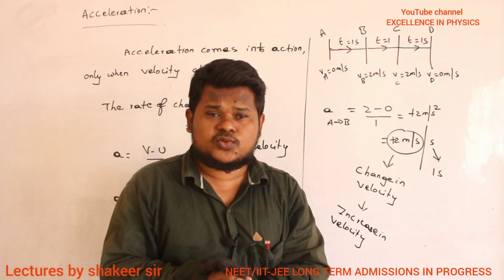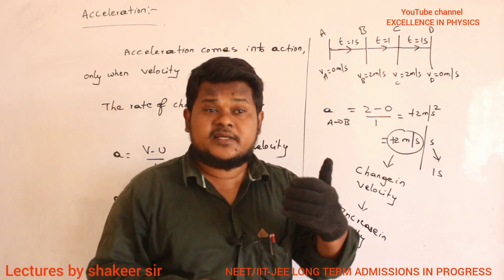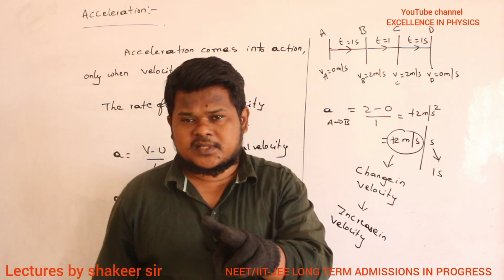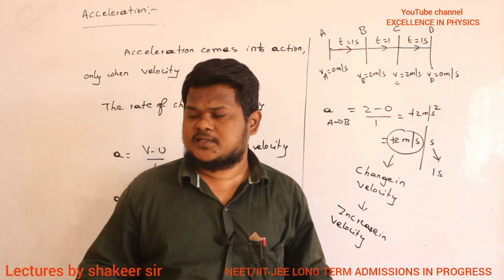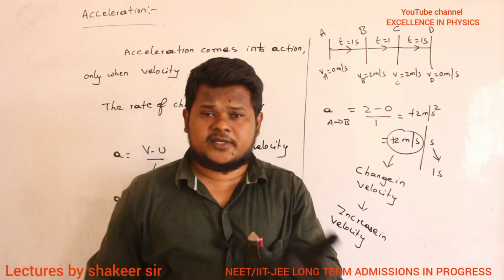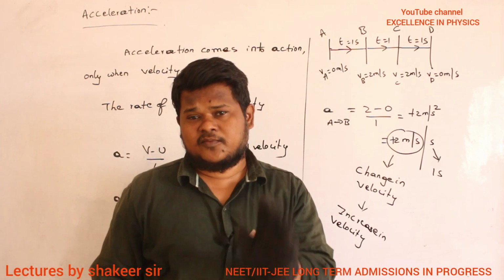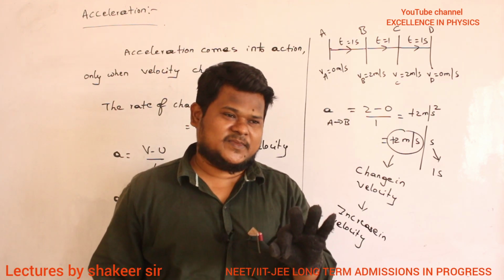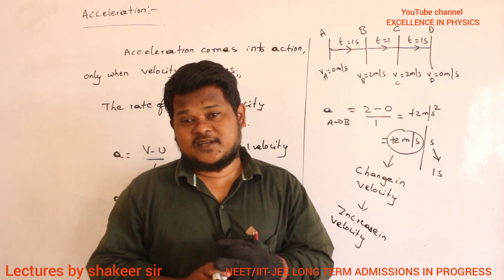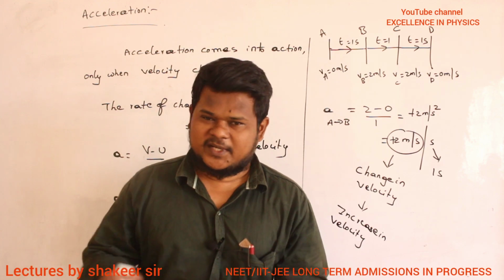And what is meant by minus 2? Velocity is decreasing by 2 meter per second every second. That is called negative acceleration, or you can call it deceleration, or retardation also. For acceleration there is only one name, acceleration, that's all. But for negative acceleration, we have 3 names: negative acceleration, deceleration, retardation. Okay, anything can be asked.